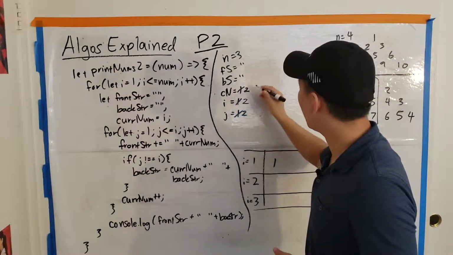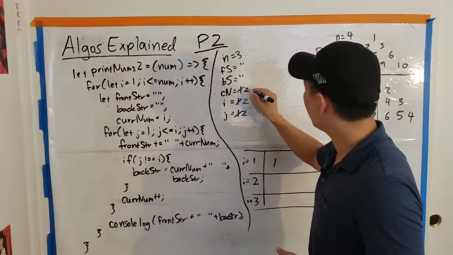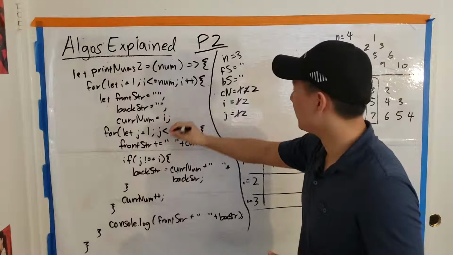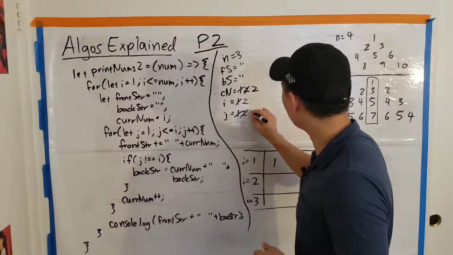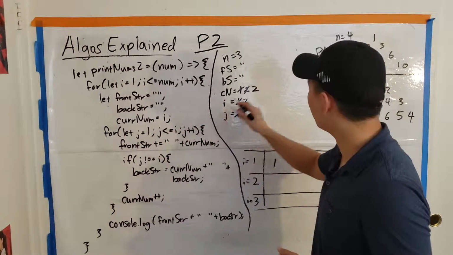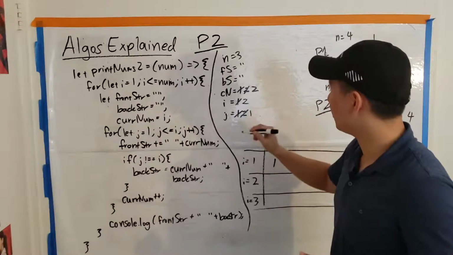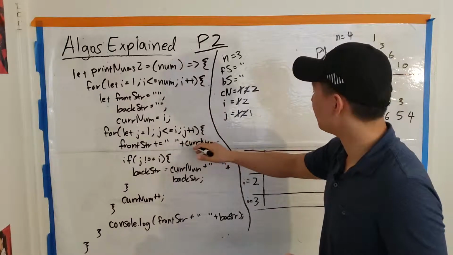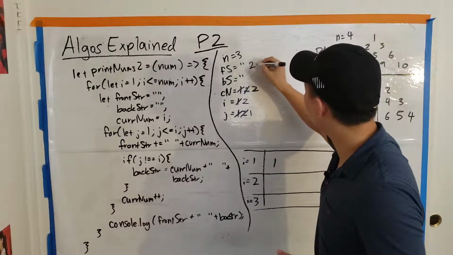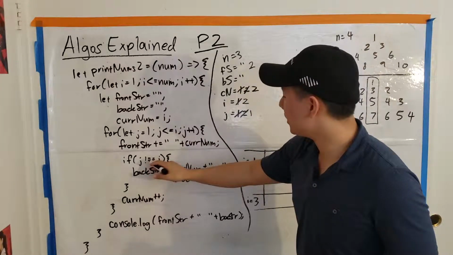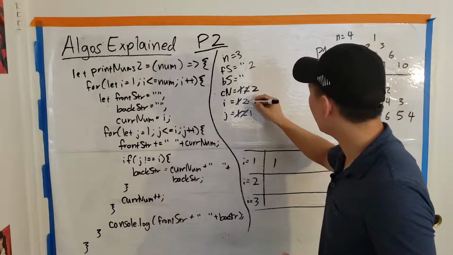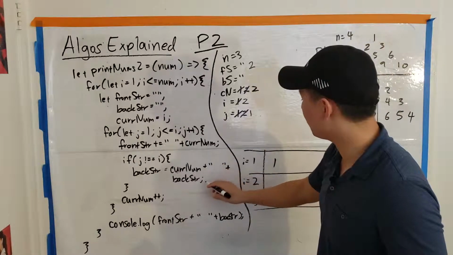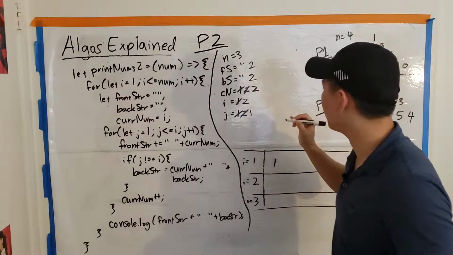Current number is equal to I, so current I is 2, it'll get reassigned, but it's 2 anyway, so that's what it'll stay at. We go into the little loop, j goes back to being a 1, and now 1 is less than or equal to I, yes, 1 is less than or equal to 2. So let's go ahead and build our front string, which is going to be a space plus equals the current num, which is a 2. And now I does not equal j. That is very true. So back string, we have current num plus equals back string. And so that's just a 2 also.